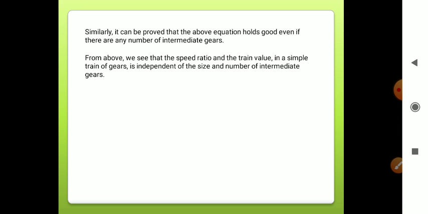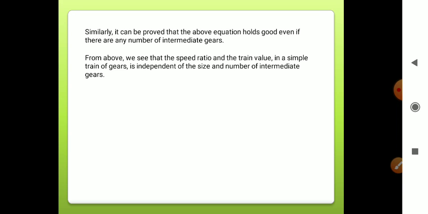Similarly, it can be proved that the above equation holds good even if there are any number of intermediate gears. If there are a number of intermediate gears, the equation still holds good and remains suitable.